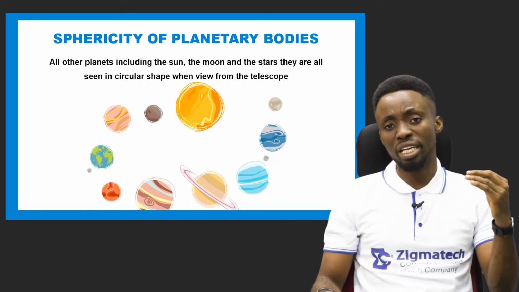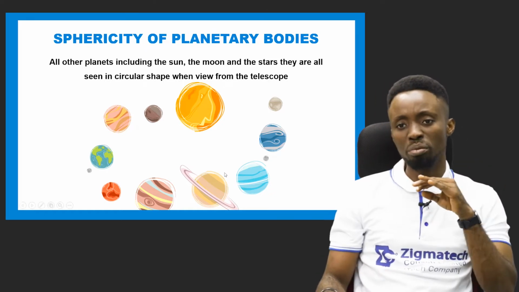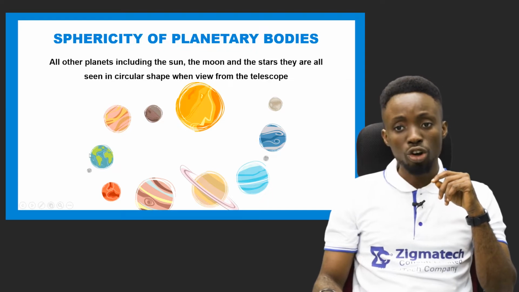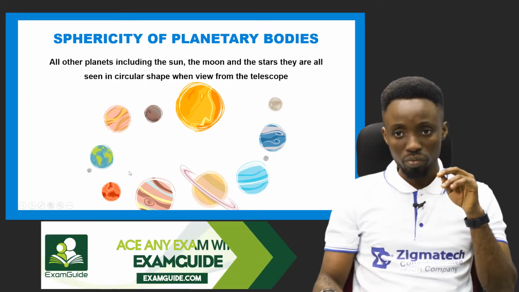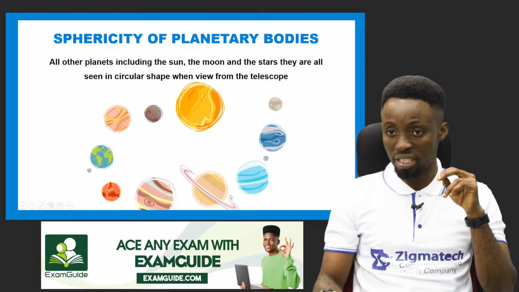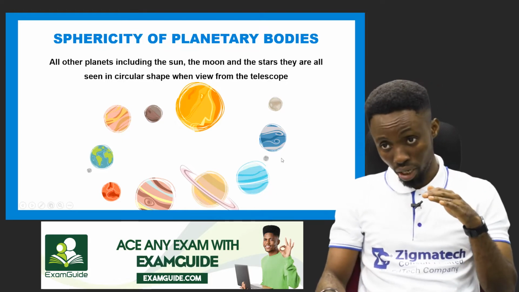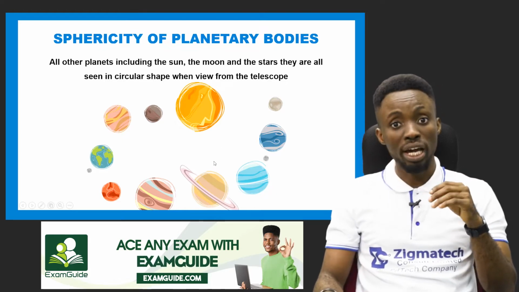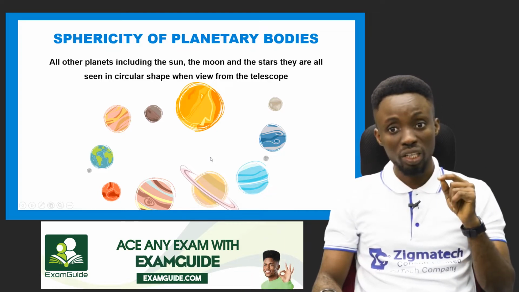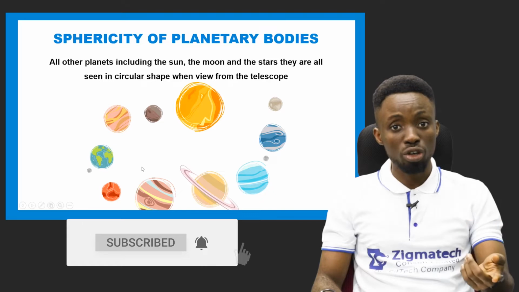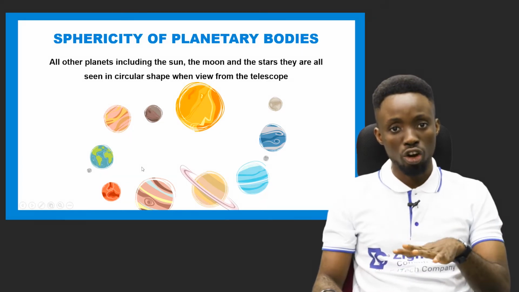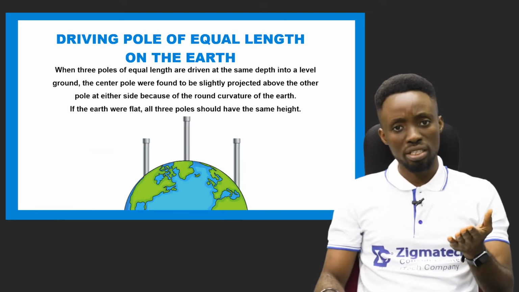Now, if these planets are round in shape, it definitely means that the Earth is also what? Is also round in shape. If the moon is round in shape, if the sun is round in shape, when viewed from a telescope, if Mercury, Venus, and Mars is round in shape, as well as the Jovian planets being round in shape, so we can as well conclude that the Earth is not an exemption. So the Earth is also a round object and not a flat object. So let's look at the next evidence we have.